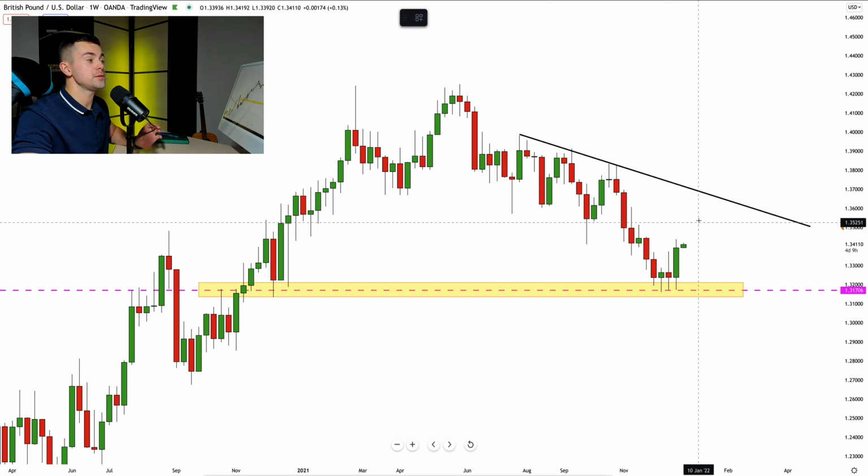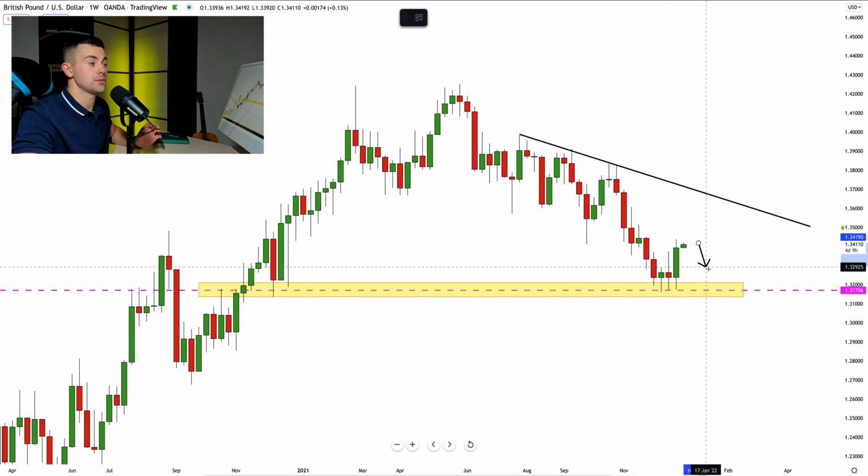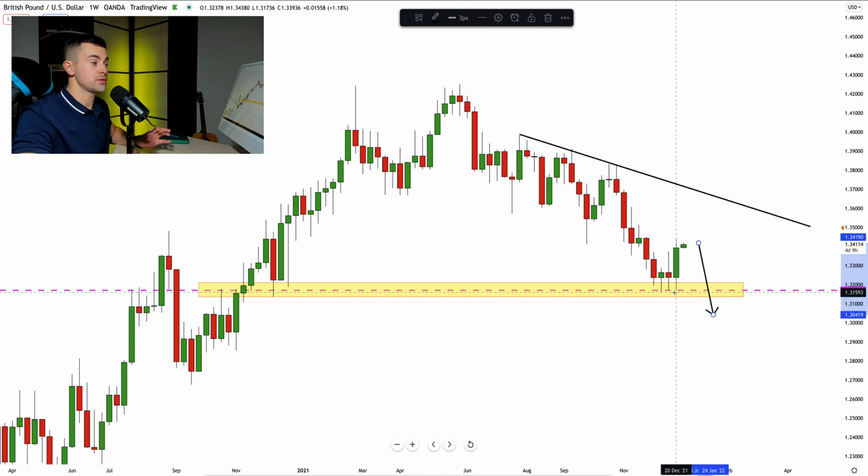Just in case the trend line is not reached and bears start pushing the pair, the bearish violation of that yellow structure support to the downside, with a weekly candle close below that, will be a very strong bearish trigger.